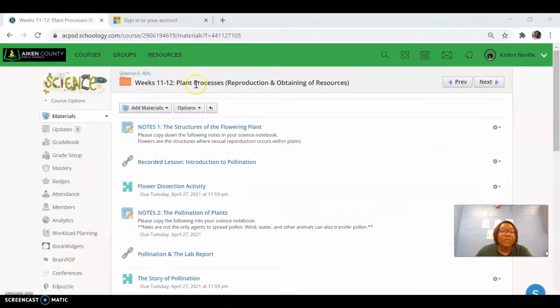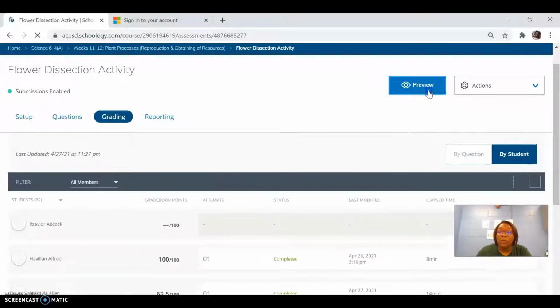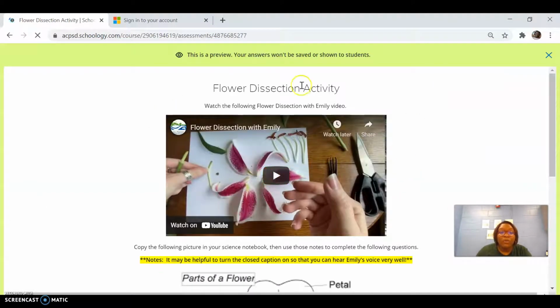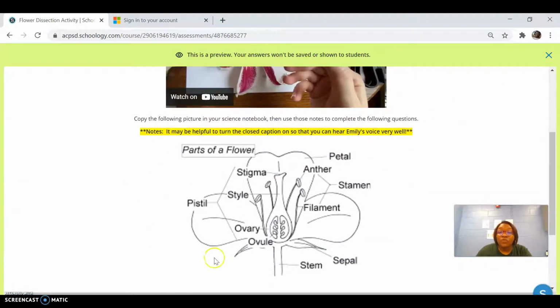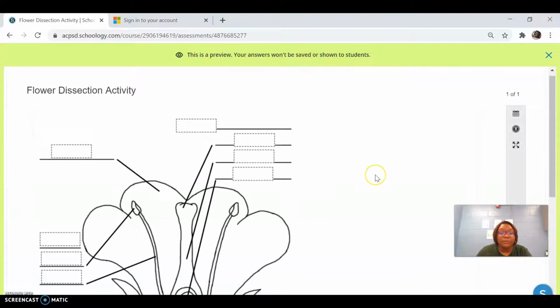So when we go to our science folder, in our orange folder in our science class, we're going to click on the flower dissection activity. That was one of the first problems that a lot of you are having. So after we watched the video with Emily dissecting the flower, and you drew this picture of the flower in your notes, you start your new attempt.